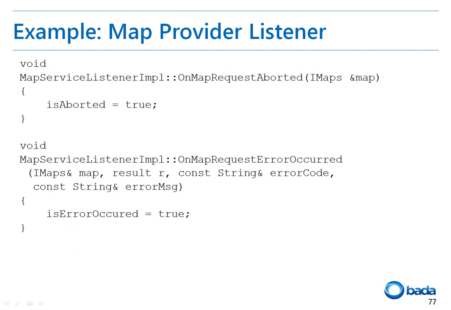The next function is the onMapRequest aborted function. This function is called when the map request has been aborted. If an error occurred during the request, the onMapRequest error occurred function is called. With this function, the appropriate operations should be performed according to the error MSG or error code.